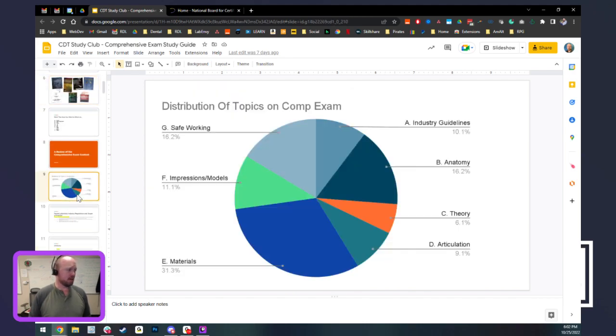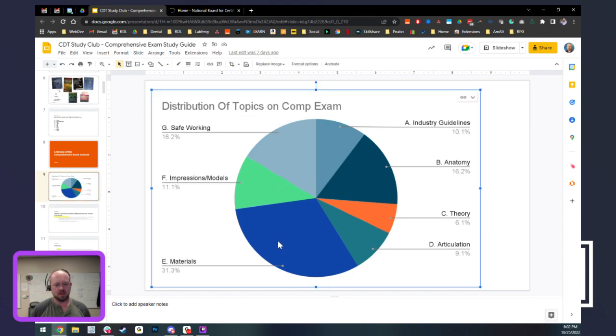The CDT exam, or at least the comprehensive exam, is broken up into these sections. Most of what we have is materials, which is going to cover things like stone and plaster. Then another big chunk is safe working environment, and then anatomy, which we did a lot of stuff on last week, and if I can stand for longer tonight, we will do more stuff on anatomy tonight.